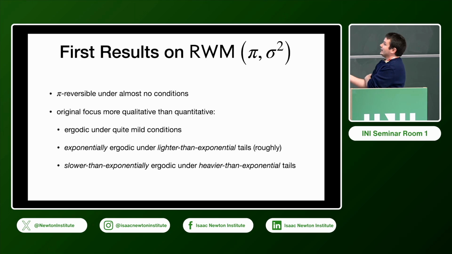Under an assumption that the tails are lighter than exponential and not crazily curved in different ways, which I won't go into, we have that it's exponentially ergodic: the rate of convergence is exponentially fast with time in total variation, let's say. There's also the additional phenomenon that if we have heavier than exponential tails, this can't happen. We're necessarily slower than exponentially ergodic.